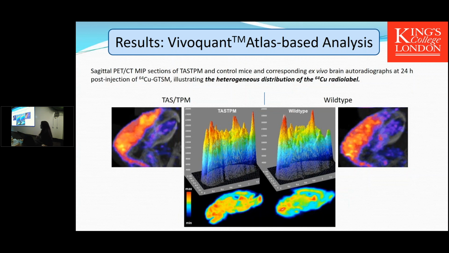The other confirmation of this difference was that the same autoradiograph slice was then used in histology, stained with Congo red to label the amyloid plaques. And as an aside, what was interesting was that the hotspots where the copper was found, particularly in the TAS TPM mice that would have this amyloid load, did not co-register. So that was quite interesting in terms of the development and the changes in the disease. So the two didn't co-register.